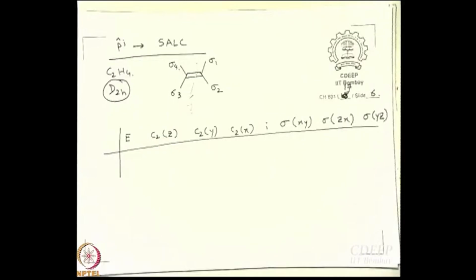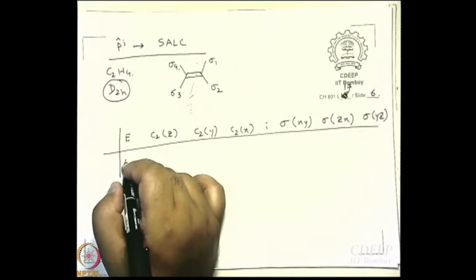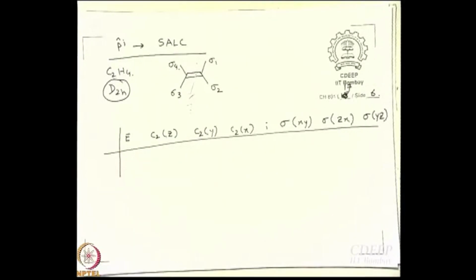So now if I use sigma 1, sigma 2, sigma 3, sigma 4 as the basis, what is the representation that I generate? What is the character of E? My basis is sigma 1, sigma 2, sigma 3, sigma 4. Four or 6? Not 6? Sure? It is 4, sigma 1, sigma 2, sigma 3, sigma 4. So there are 4, a 4-dimensional basis. So, E is 4.